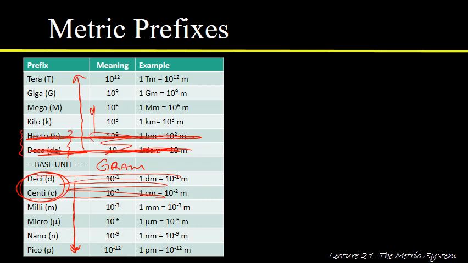So if you're going in this direction, mega is 1,000 times larger than kilo, giga is 1,000 times larger than mega, and tera is 1,000 times larger than giga. And going down this way, micro is 1/1000th of milli, and nano is 1/1000th as much as micro, and pico is 1/1000th as much as nano. All right. Okay, make sure you are familiar with all of those prefixes. We'll use them fairly often.